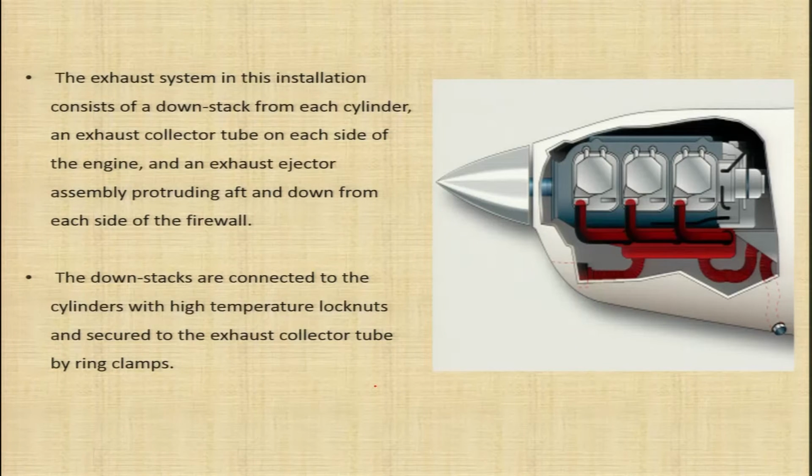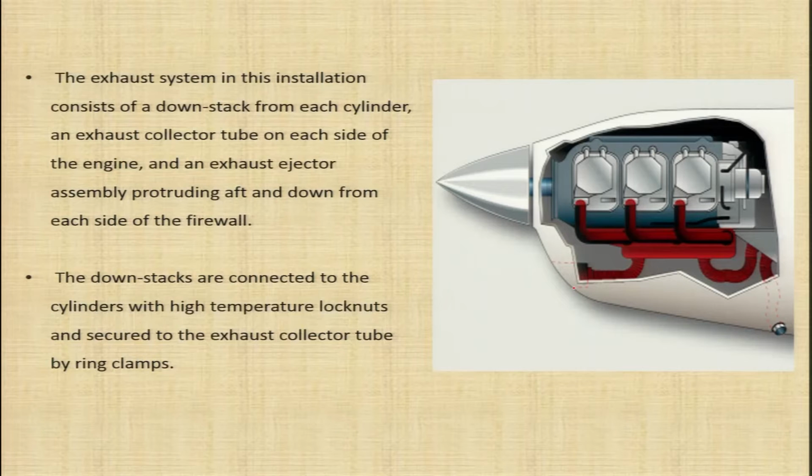The exhaust system in this installation consists of a down stack from each cylinder. So, in the figure you can see you have a down stack from each cylinder, an exhaust collector tube on each side of the engine, and an exhaust ejector assembly protruding aft and down from each side of the firewall. So, you have the exhaust tubes coming out from each cylinder, collecting and then finally being sent out of the engine.